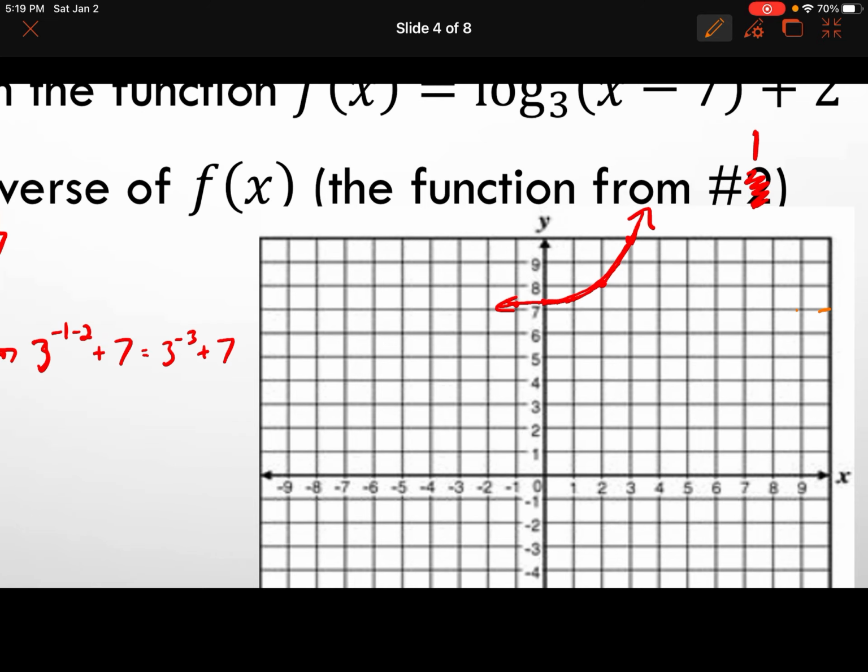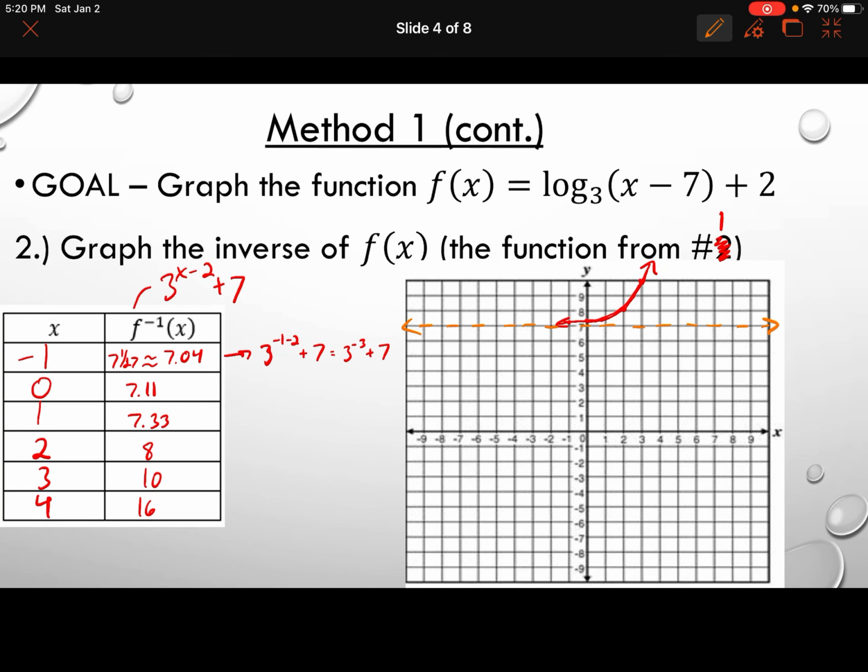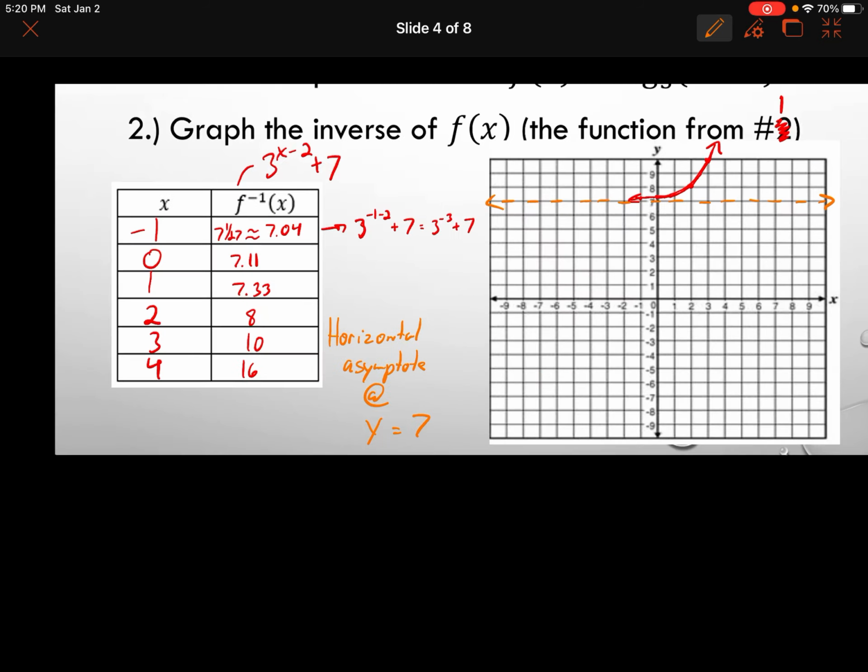If you remember that invisible horizontal line that the graph gets closer and closer to, or approaches, as we go in a specific direction: horizontal asymptote. So if you guessed horizontal asymptote, good job. Don't forget about that. The horizontal asymptote at y equals 7. Yeah, don't forget that part too.